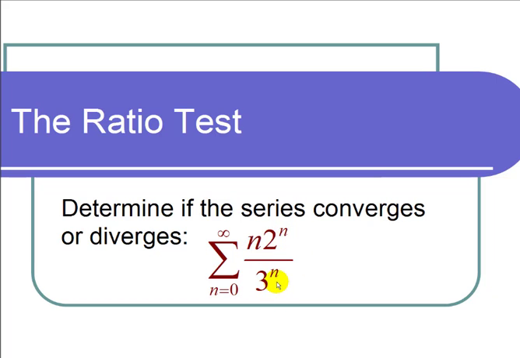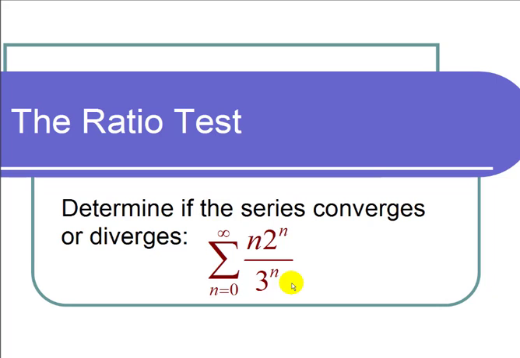3 to the n. So we will use a ratio test because we look at the series and I see a power 2 to the n and another power 3 to the n. And when we have these kind of powers, the ratio test is often the test that works easiest.